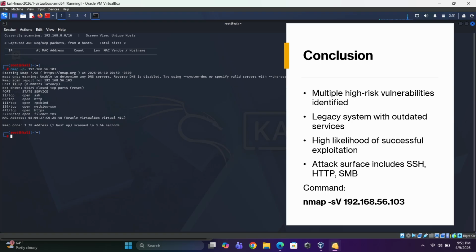In conclusion, the CYB610 system presents a high-risk security posture due to multiple outdated services and insecure configurations. The combination of weak encryption, legacy protocols, and outdated operating systems significantly increases the likelihood of compromise. From an attacker's perspective, this system would be considered a low-effort, high-reward target due to the availability of known exploits. This lab demonstrates how enumeration alone can reveal critical weaknesses without even performing exploitation.